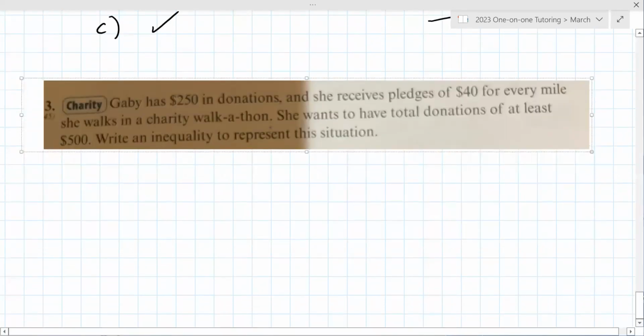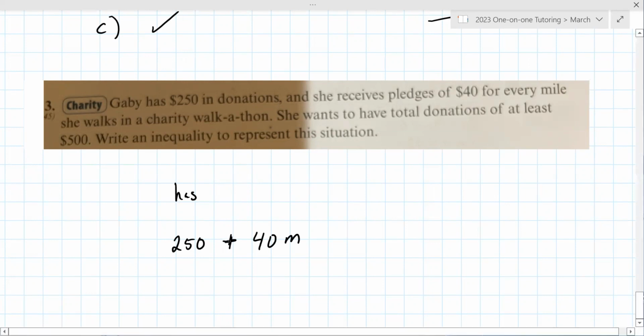Okay. So there's what she already has, which is 250. She must have that in an envelope or something. But then she's going to get $40 for every mile that she walks. And those are added together.